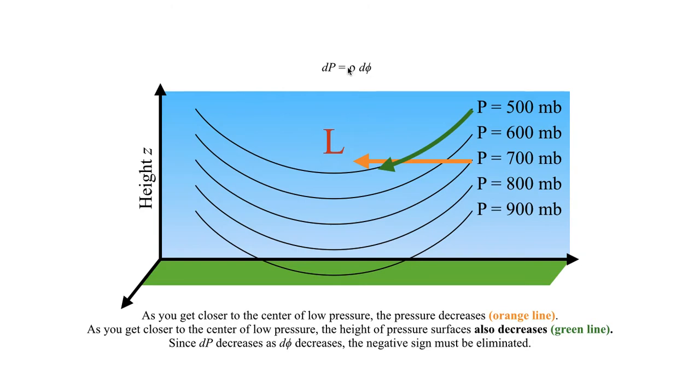So that's why this negative sign goes away, is because my change in pressure also follows my change in geopotential. As I go towards higher pressures, I go towards higher geopotential, and as is illustrated in the diagram here, as I go towards lower pressures, I also go towards lower values of geopotential. So that's why the negative sign goes away in the equation that we left off with on the previous slide.